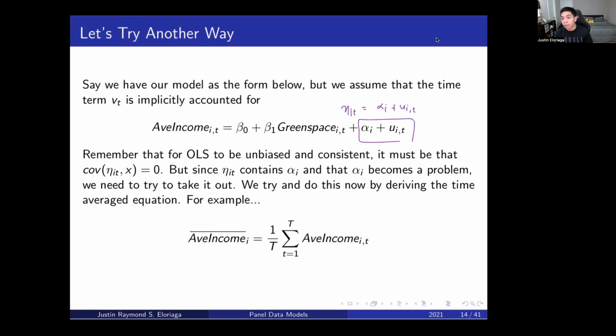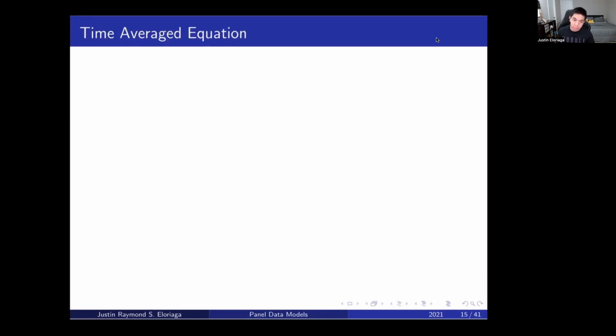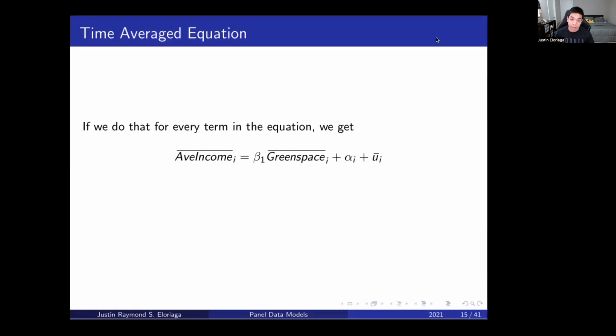One way we can do it is by deriving the time averaged equation. So we're going to do time demeaning. In other words, let me take out the time component of this regression altogether. I'm going to take this t out, and average everything through time. Say I had 5 years, I'm going to divide by 5, and take the average of the average income across the 5 years. So basically, I'm taking out the time component of this panel data, and I'm averaging across. So that's what I get, and I'm able to derive a time averaged equation.